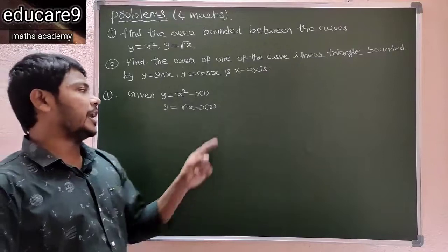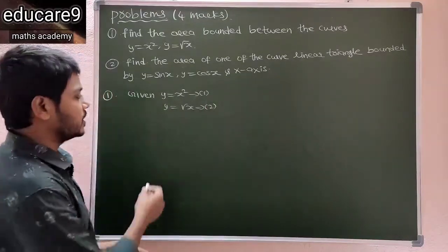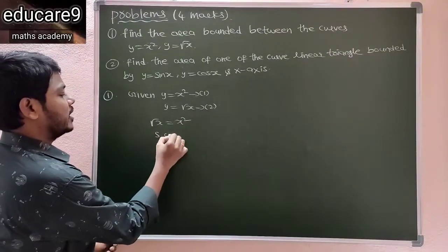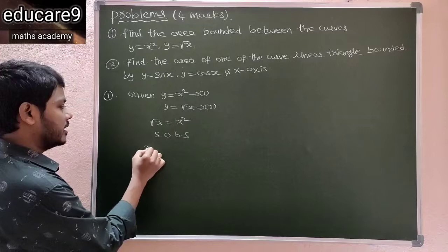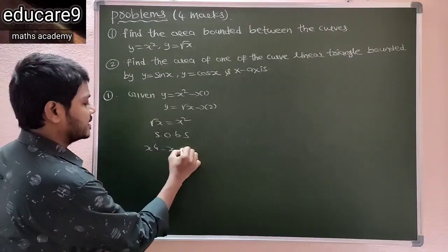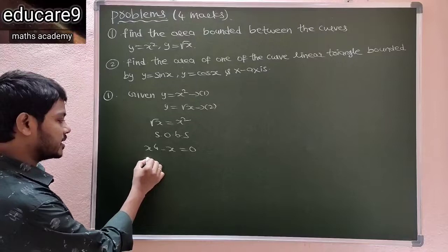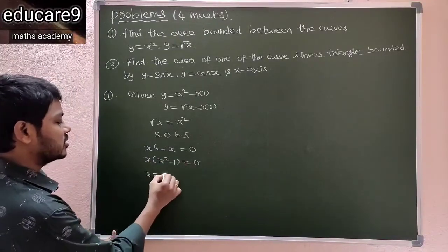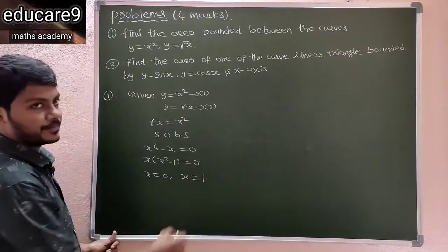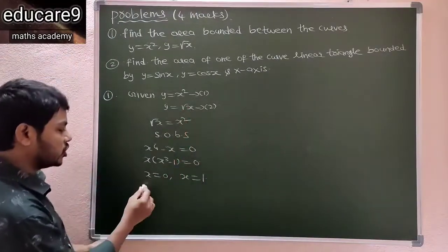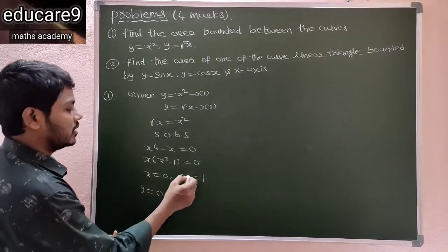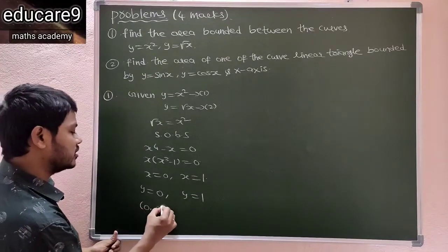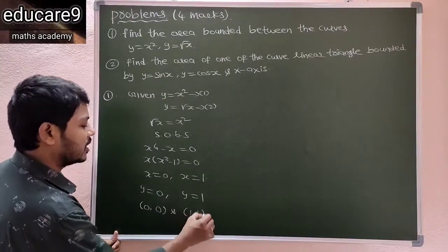Now first you need to find the point of intersection of the two curves. So here, root x is equal to x square. Squaring on both sides, you will get x power 4 minus x is equal to 0. Now x is common, you will get x cube minus 1 is equal to 0. So x is equal to 0, x is equal to 1. If you put x is equal to 0, the y value is also 0. If you put x is equal to 1, the y value is also 1. So the points of intersection are (0, 0) and (1, 1).